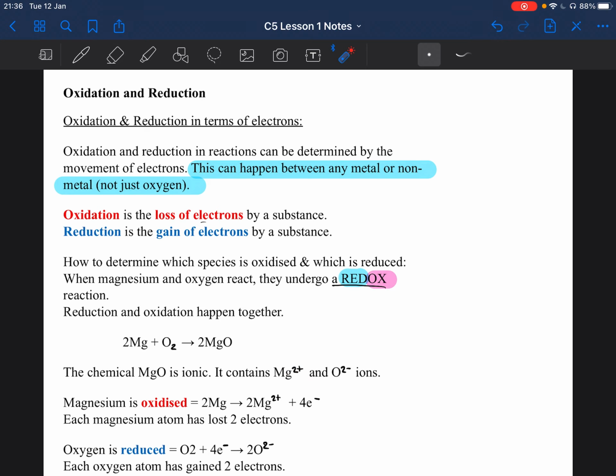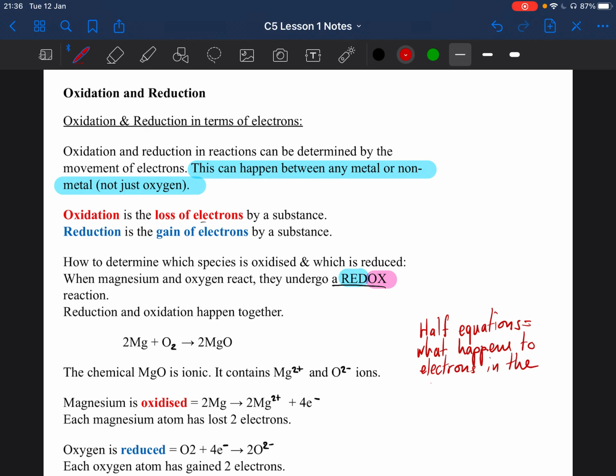So if we look at this, this here is called a half equation. And what it shows, and I'm going to write an explanation of this, is half equations are used to show what happens to electrons in the actual reaction.